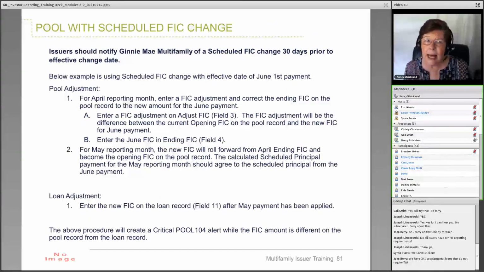And this last slide, if you have a pool that's scheduled for an FIC change, you need to report the change to the multifamily group 30 days prior to the effective change date. And here's the procedures or the process that you need to follow to report the change correctly in RFS. The above procedure will create a critical pool 104 alert for 1 month as long as the FIC on the loan is different than the FIC on the pool record. Excuse me.